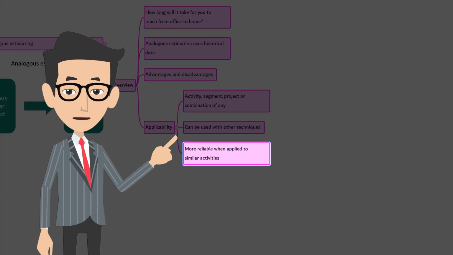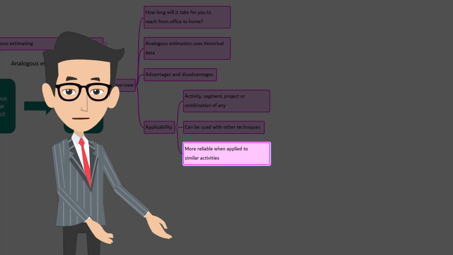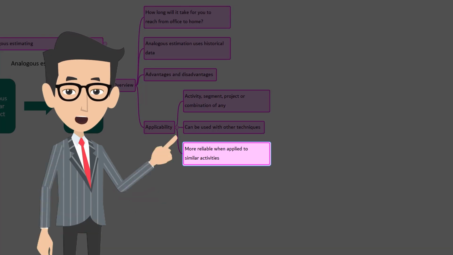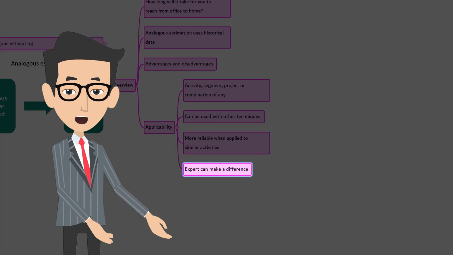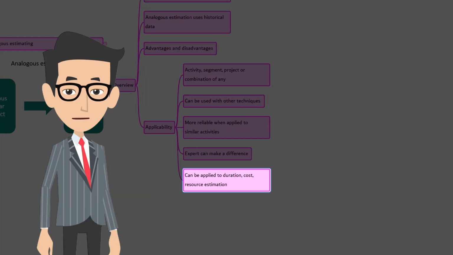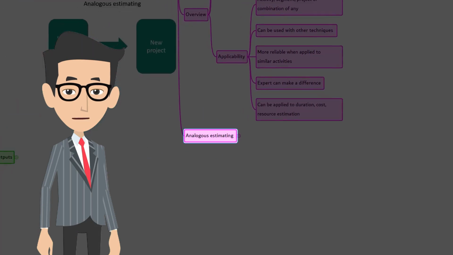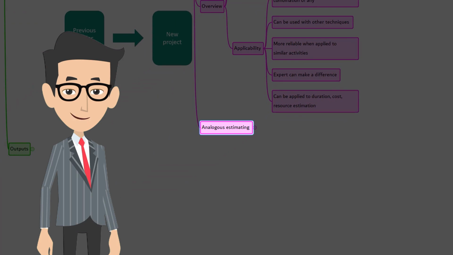In fact, this technique becomes more reliable when the previous activities are quite similar by the fact, not just by the appearance. The numbers will be more reliable if the person who applies this technique is an expert. This technique is applicable to duration, cost, and resource estimation. Now, analogous estimation in current context. When the activities are similar to the previous project, then analogous estimate can give better results.